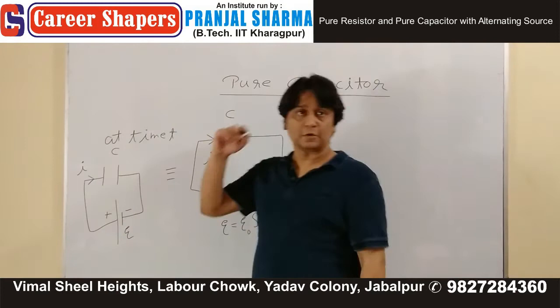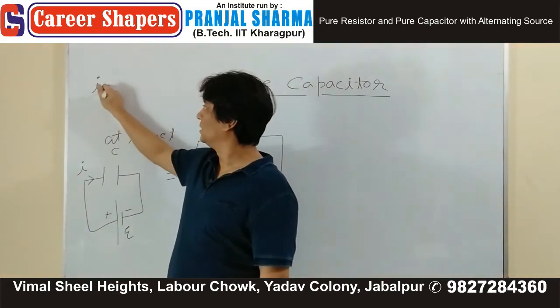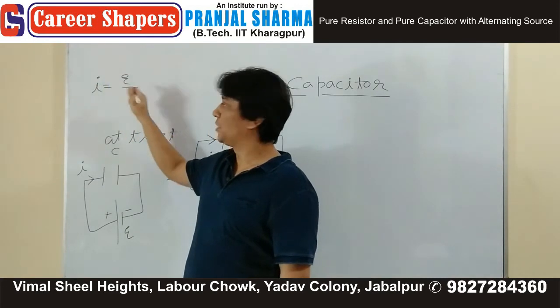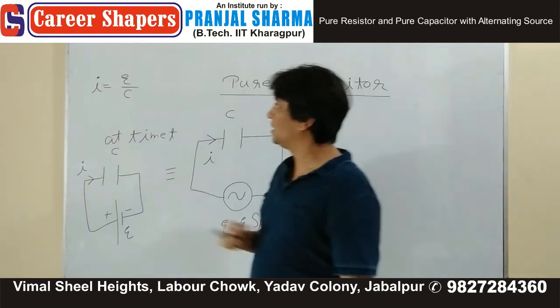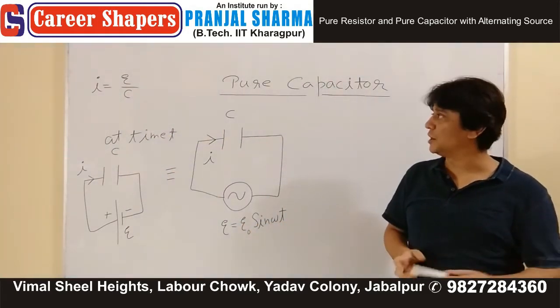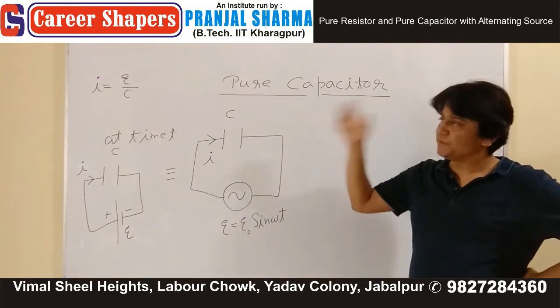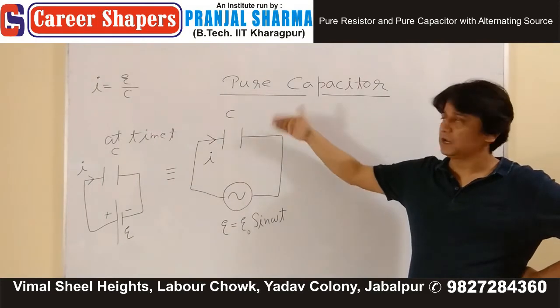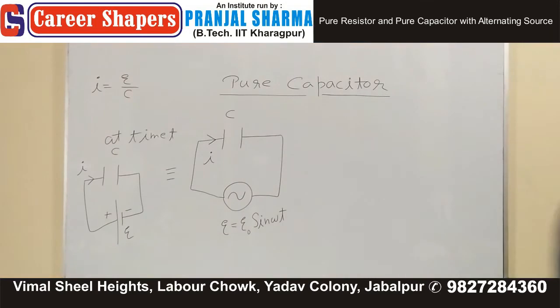So can I do something like this? In the previous part what we did, we divided E with R. So for I, can I divide E with C? Yes or no? Write down in the comment box. In the previous circuit, when we had a pure resistor, we did E divided by R. This time we have a capacitor. Can we simply write E divided by C?